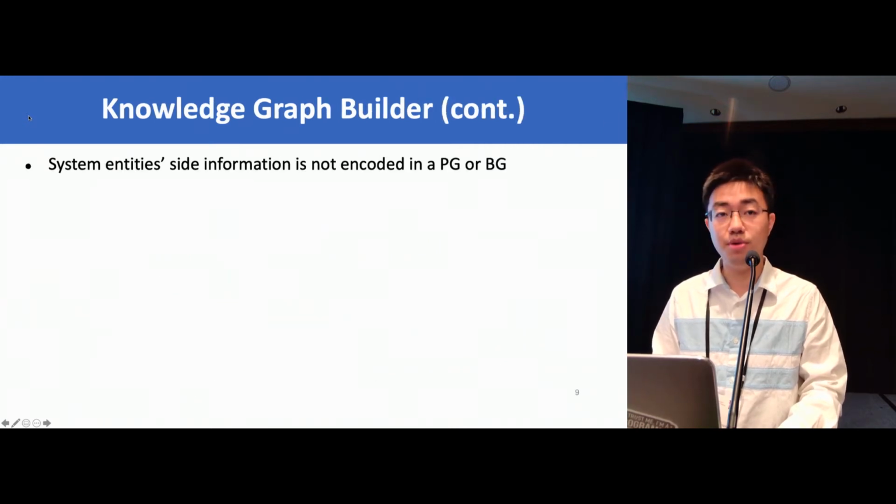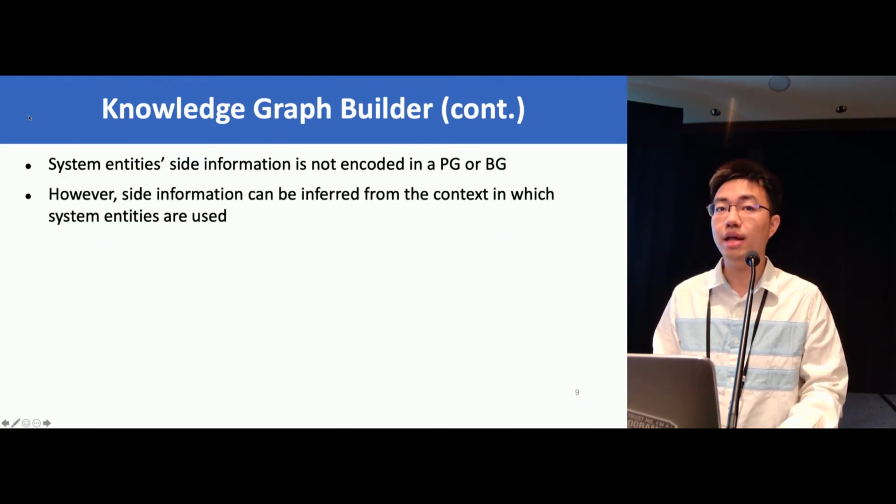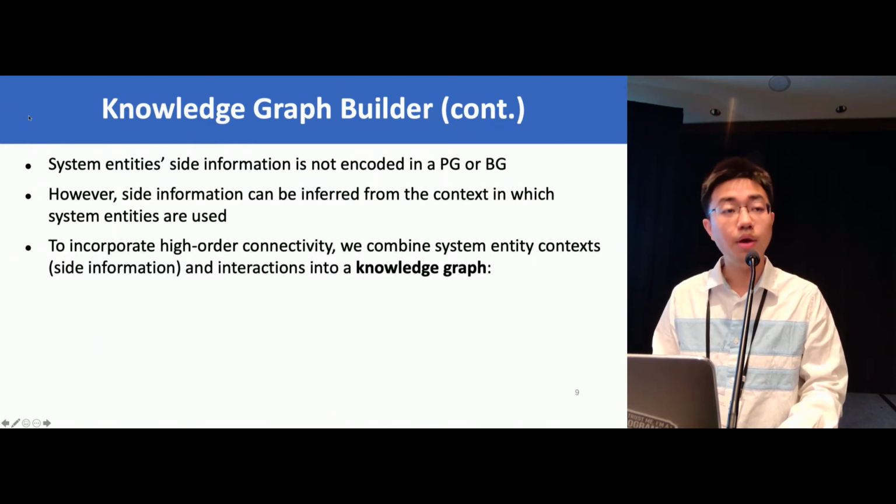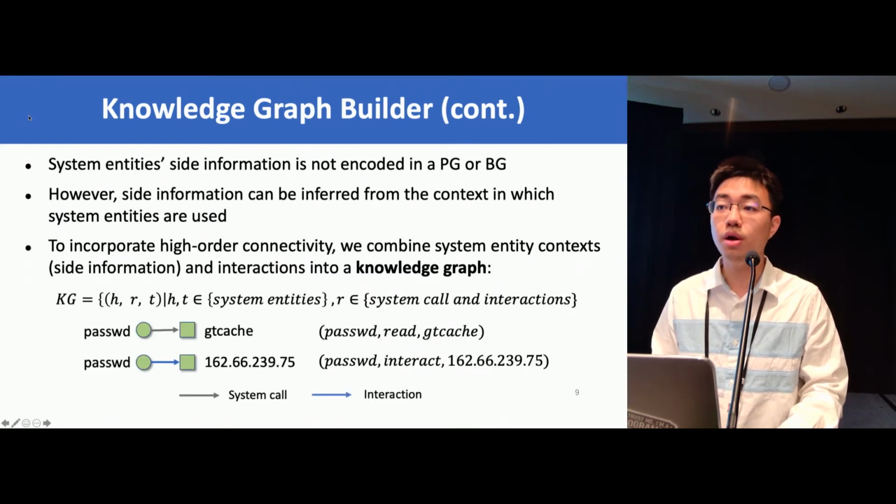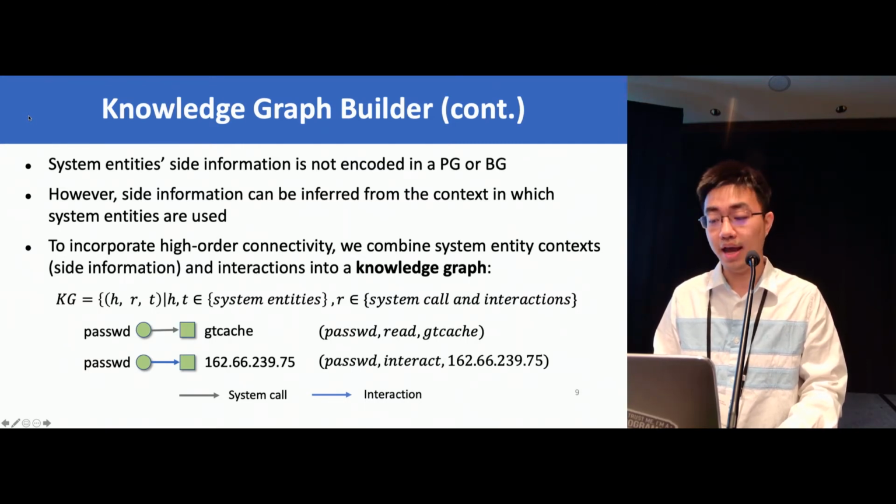While system entities' side information plays an important role in uncovering their semantics, such information is not encoded in a provenance graph or bipartite graph. However, a recent study has shown that such side information can be inferred from the context in which system entities are used. As a result, to incorporate high-order connectivity as in recommendations, we combine system entity contexts that represent the side information and the system entity interactions into a knowledge graph. In this work, we represent a knowledge graph as a set of triples. Each triple consists of three elements: a head, a relation, and a tail. Head and the tail here represent the system entities, and the relation denotes the system call or interactions.